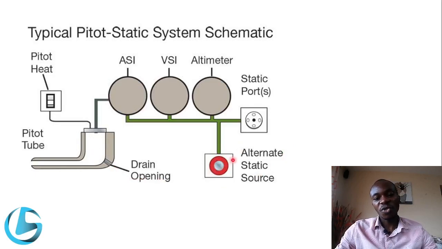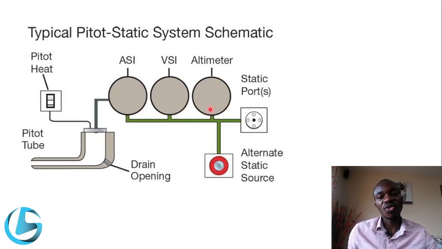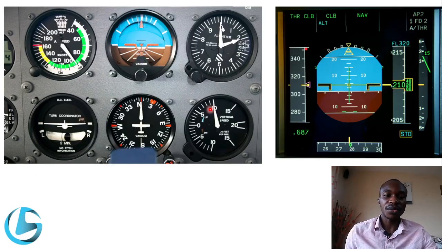And on some aircraft we have an alternate static source. Should this static port be clogged, we have an alternate source that is used to provide static pressure to the instruments. In the next picture, we're going to see how these instruments are arranged in a cockpit.